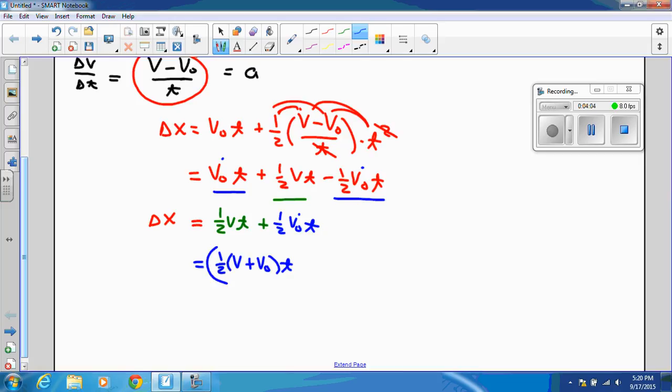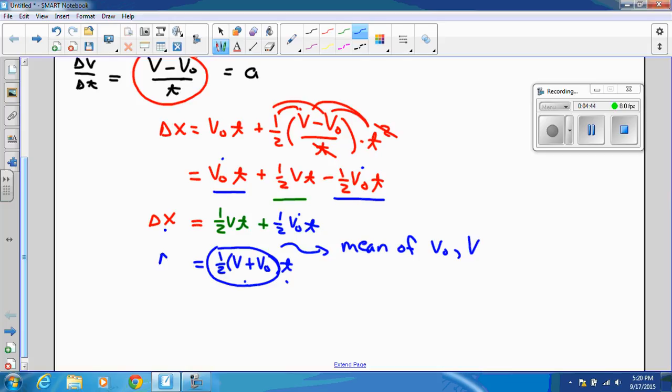And we notice that this expression right here, 1/2 of v plus v0, is actually the arithmetic mean, or the average, the mean of the initial and the final velocities. So this is actually saying something profound. This is saying that my displacement is equal to the average velocity times the time. That's very, very interesting.